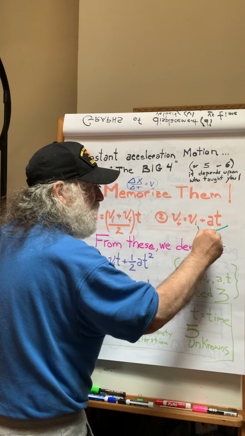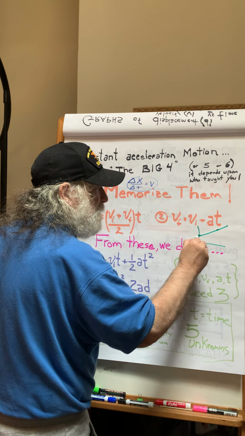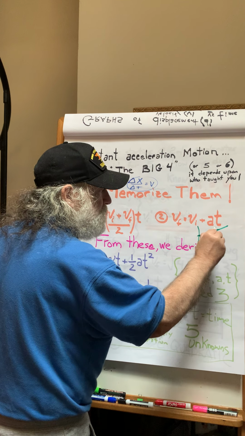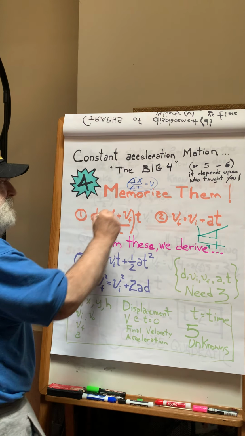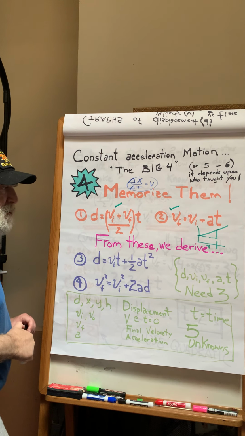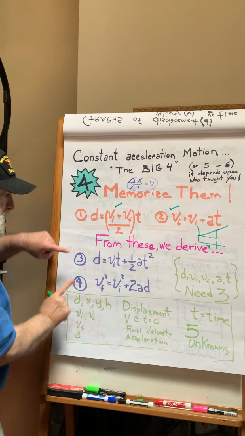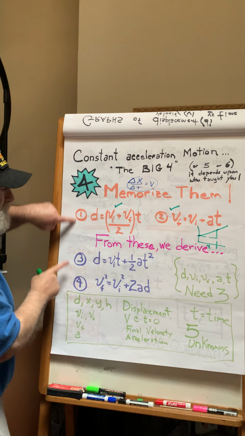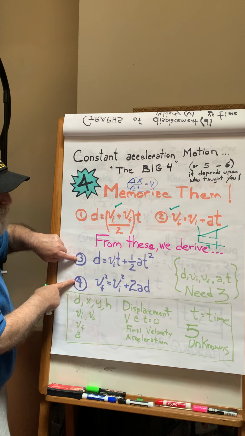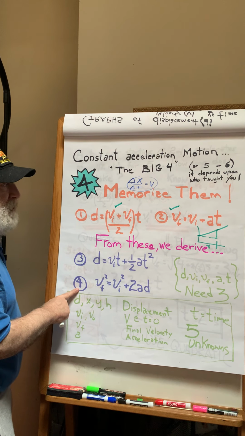The final velocity is the initial velocity plus the acceleration times time. These two equations can be manipulated with algebra, for which you are not responsible, to get these two equations. That's why I wrote them in different colors. These are the two main equations, and these are the four equations that you should memorize.